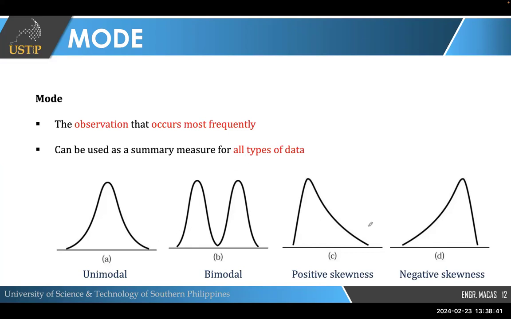We have different graphs for the different values of your mode. We have unimodal, only one mode. We have bimodal, two mode values. Positive skewness, when your mode is to the left of your mean, if you can recall from the first slide where your mean is. And then if your mode is on the right side of your mean, that will have an effect of negative skewness.